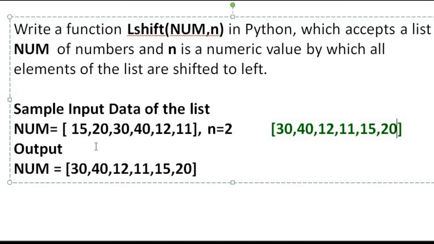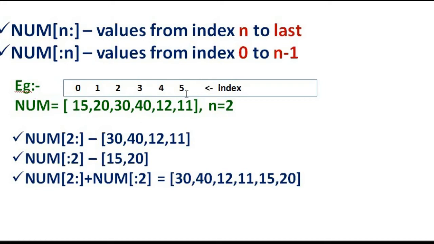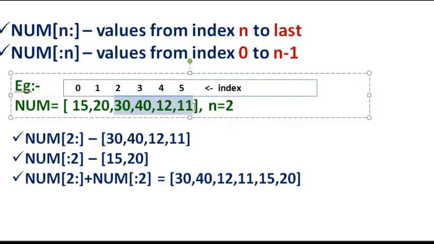This program you can do using a loop also, but in Python it is simple if you use slicing. We will see how to do this program using slicing. We will discuss the concept using this example. See this list and index. Here what we need is to move this part to the first and this part to the end. Once again, here the value of n is 2. So the first two elements move to the last. Then these remaining elements move to the first. So we need to slice this list into two.